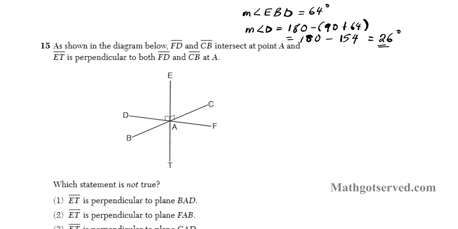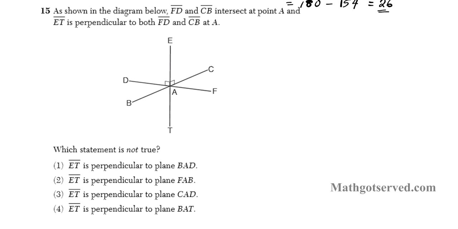All right, so let's move on to question 15. It says, as shown in the diagram below, FD and CB intersect at a point A, and ET is perpendicular to both FD and CB at A. Which statement is not true? So if you have two distinct lines intersecting at a point, perpendicular to another line, then any points on any of the lines that define the plane must be perpendicular to this line. Okay? So what am I saying? Let me show you something real quick.